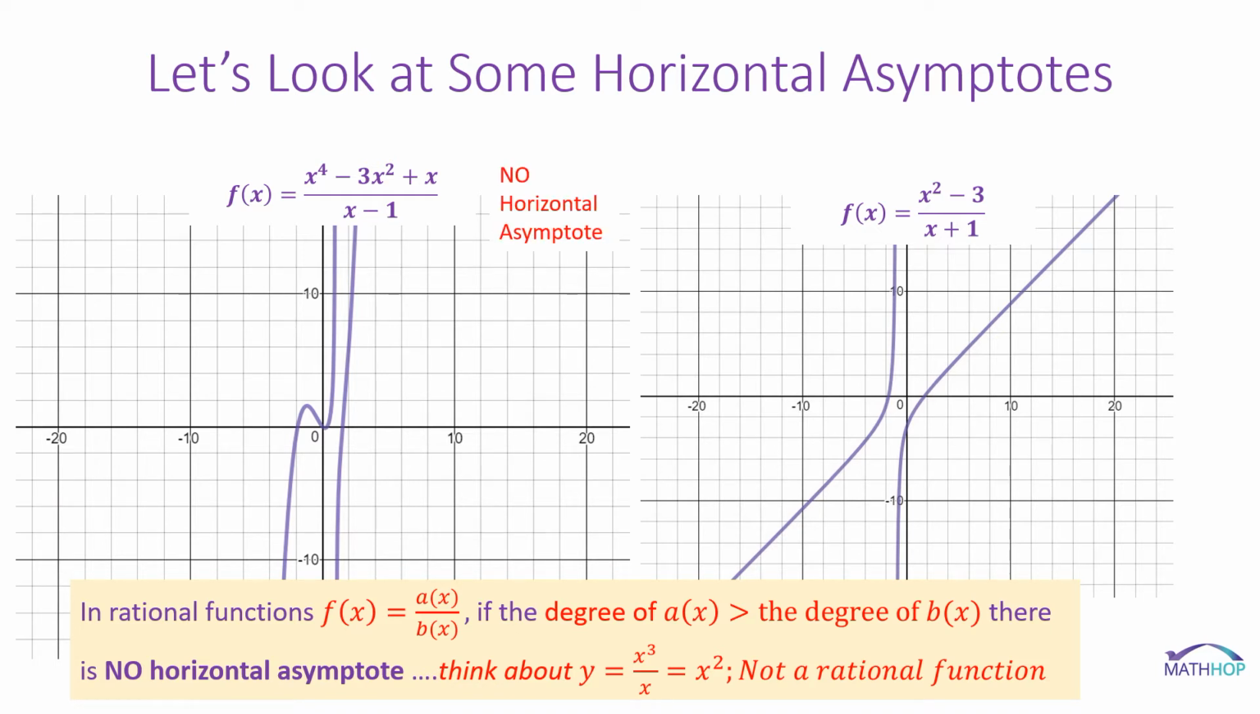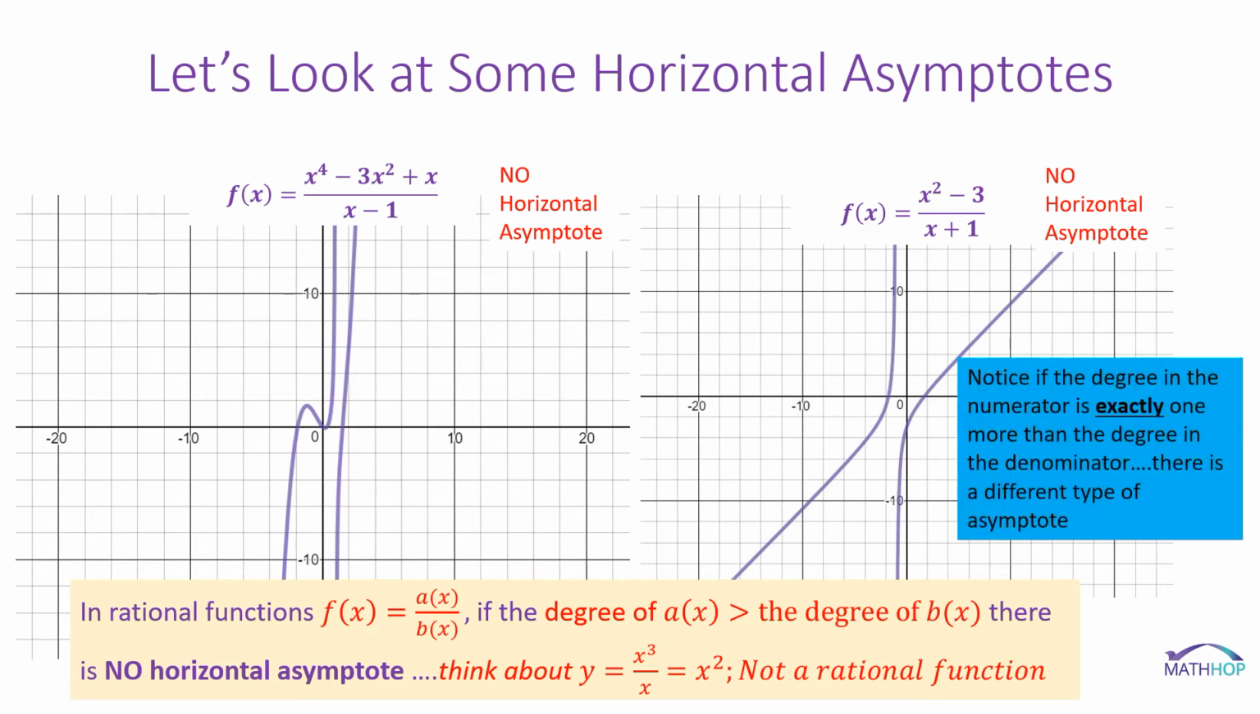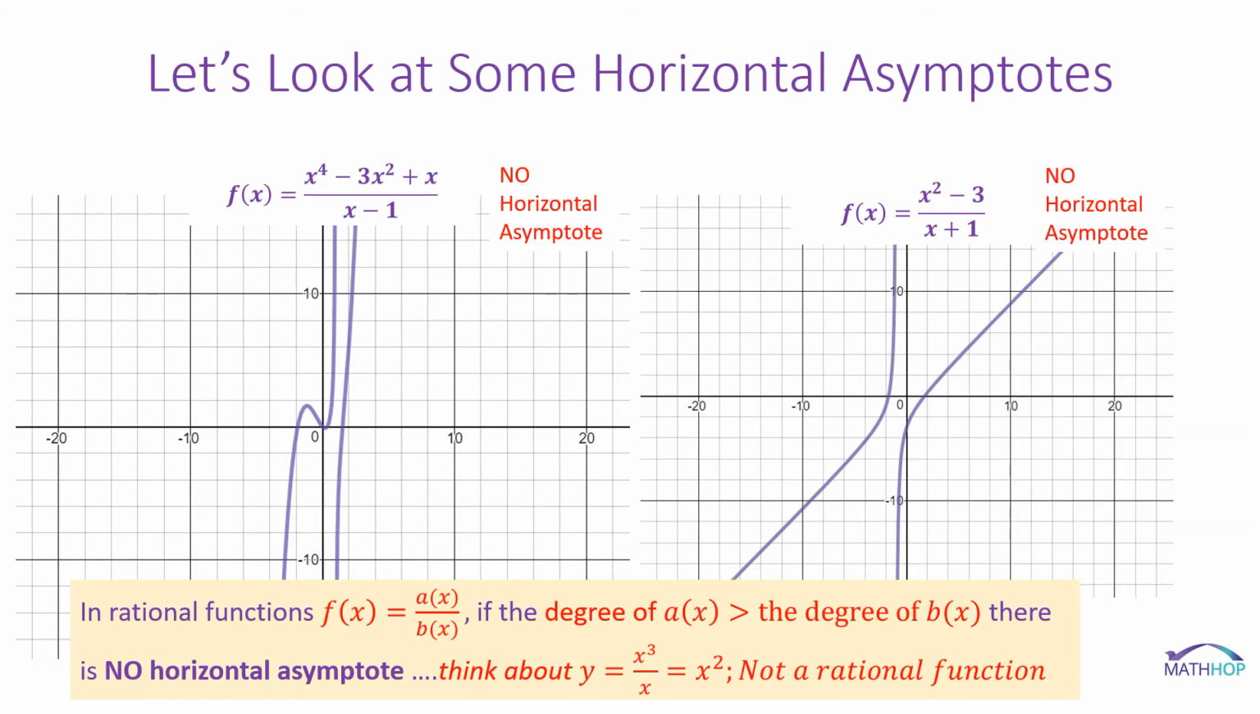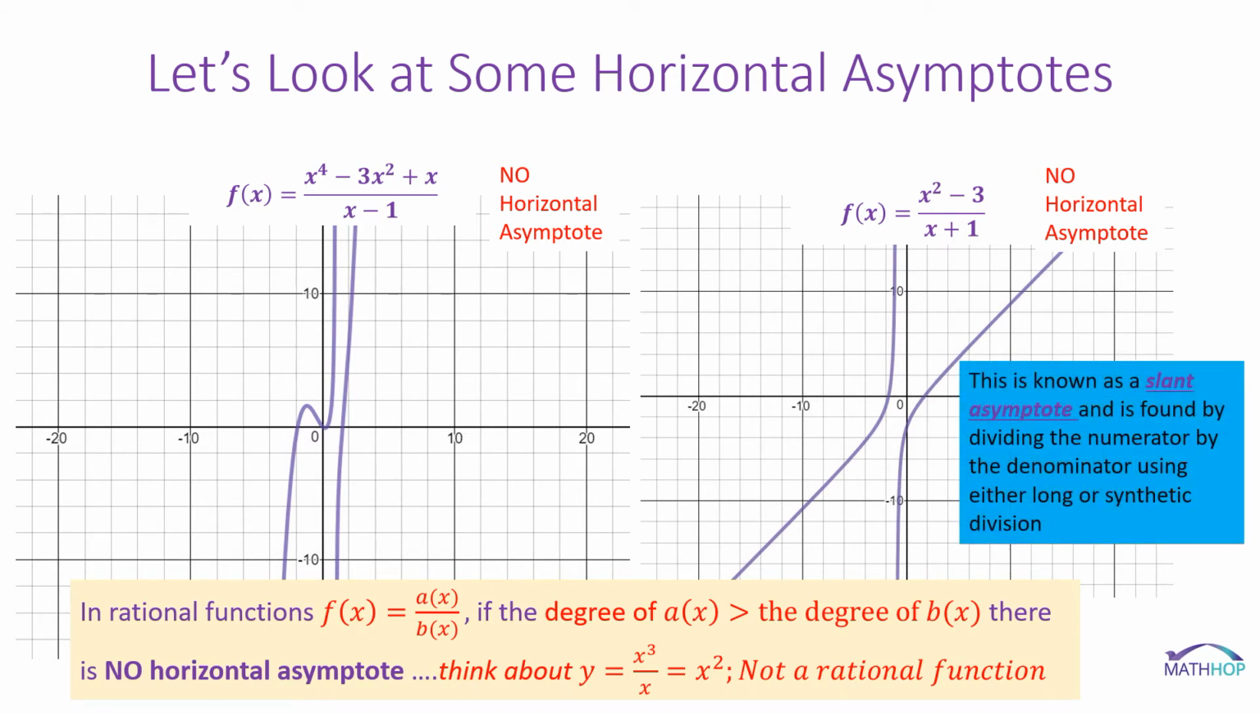There's no horizontal asymptote there for sure. No horizontal asymptote here for sure. But it does look like something's happening. If the degree in the numerator is exactly 1 more than the degree in the denominator, there is a different type of asymptote, and we call it a slant asymptote. Okay, it looks like a diagonal. Remember, we kind of pointed it out here. So it's called a slant asymptote. It only happens when the degree in the numerator is exactly 1 more than the denominator.